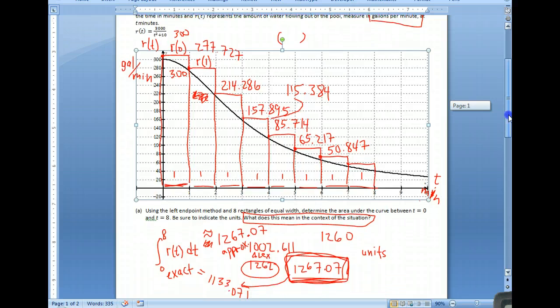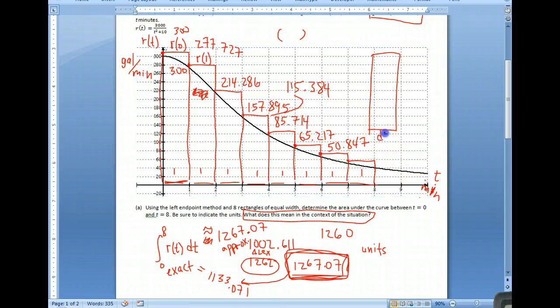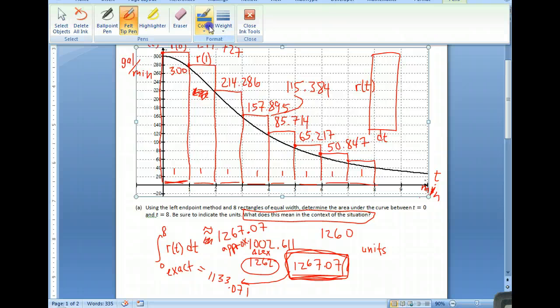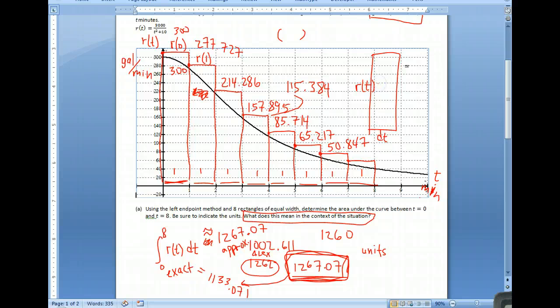So let's look at this. Each one of the rectangles, I'm just going to draw a generic rectangle. I have dt down here, and I have r of t as the height for each one. What are the units of r of t again? So here, let me change color. Let's do it again. Okay, r of t, gallons per minute, and t.